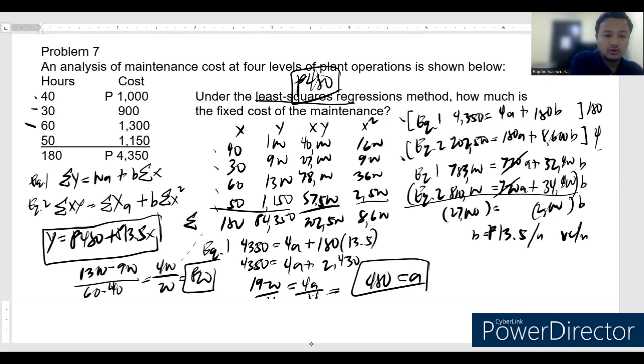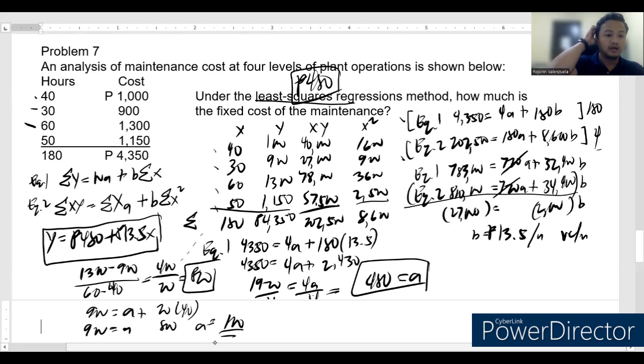7 piso. Okay? So tapos kukunin mo pa yung fixed cost gamit yung lowest, for example. So you have 900 equals A plus 20 times 40. So 20 times 40, you have 800. Lalabas dyan, ang A mo ay 100. So medyo malaki yung pagkakaiba nila, no? Yan. Medyo between the two, mas accurate naman talaga least square regression.